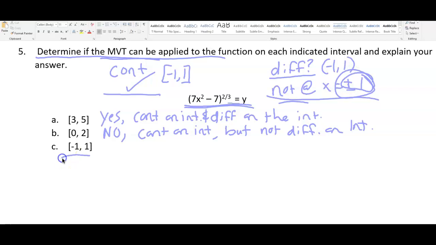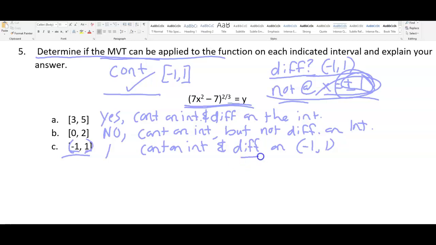So check this out. Is it continuous on this interval? Well, yes. Once again, it is continuous on all intervals. So that's good. But it's also differentiable on the open interval. So here's the thing. Even though the function can't be at positive 1 and negative 1, when we're talking about differentiability, I don't care if those are the endpoints, because for differentiability it only needs to be the open interval. So the derivative is continuous on the open interval, and so is the original function. Therefore, we would say yes to this one.